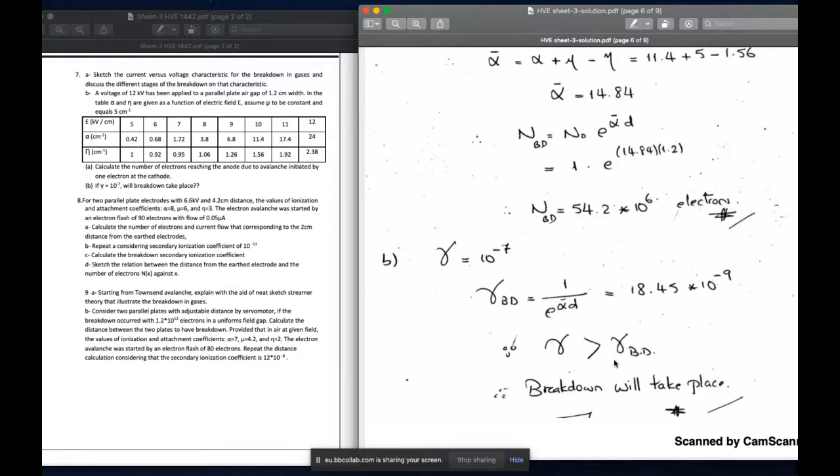So gamma will be greater than gamma BD. Breakdown takes place when gamma is greater than gamma BD. The given gamma value is 10 power minus 7 and we got 18.45 into 10 power minus 9. So this gamma BD is less and gamma is more, so the breakdown will take place.